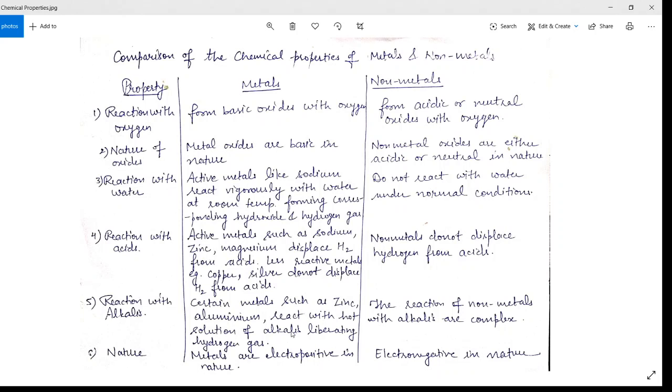Next, reaction with alkalis. Certain metals such as zinc and aluminium react with a hot solution of alkalis to liberate hydrogen gas. Non-metals also react with alkalis. Alkalis means bases, but their reactions are very complex. Nature: if I talk about the nature of metals and non-metals, metals are always electropositive, which means they lose electrons, whereas non-metals are always electronegative, which means they gain electrons.